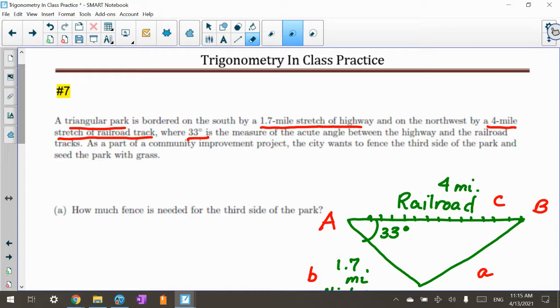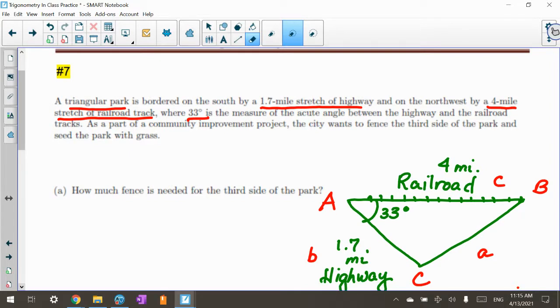So I have a triangular park. It's bordered on the south by a 1.7 mile stretch of highway. So here's my highway right here. And then on the northwest by a 4-mile stretch of railroad track.